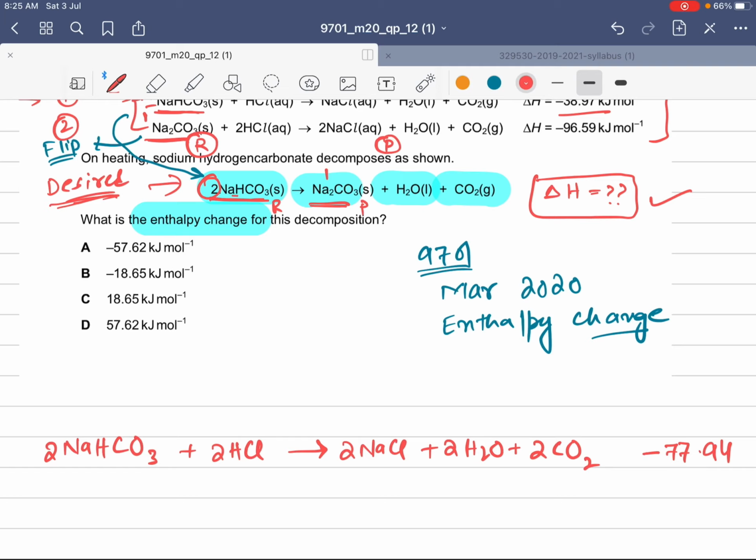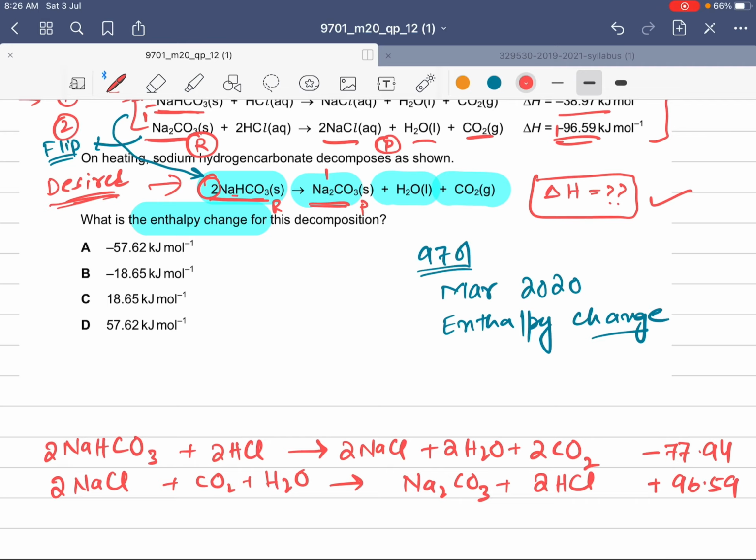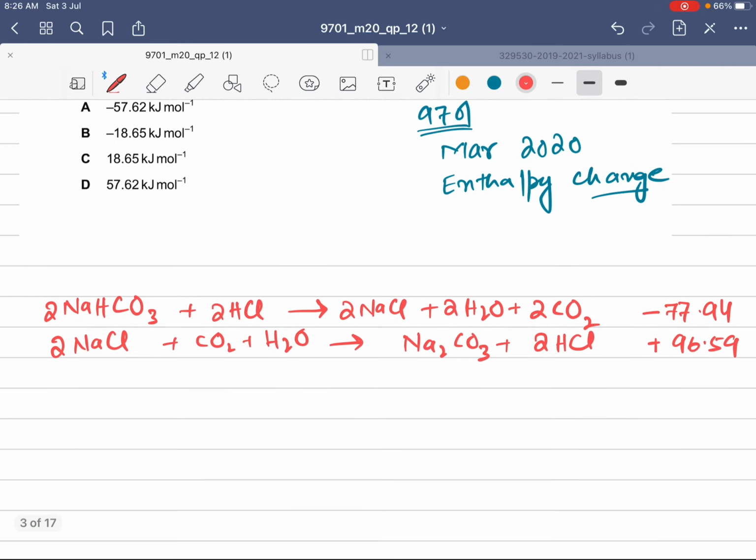So now we have NaCl, water, and carbon dioxide on the reactant side. So this is now 2 NaCl plus CO2 plus H2O. And now Na2CO3 and HCl are on the product side. So Na2CO3 plus 2 moles of HCl. And as you have flipped the equation, the sign of the delta H would also be changed. This becomes plus 96.59.